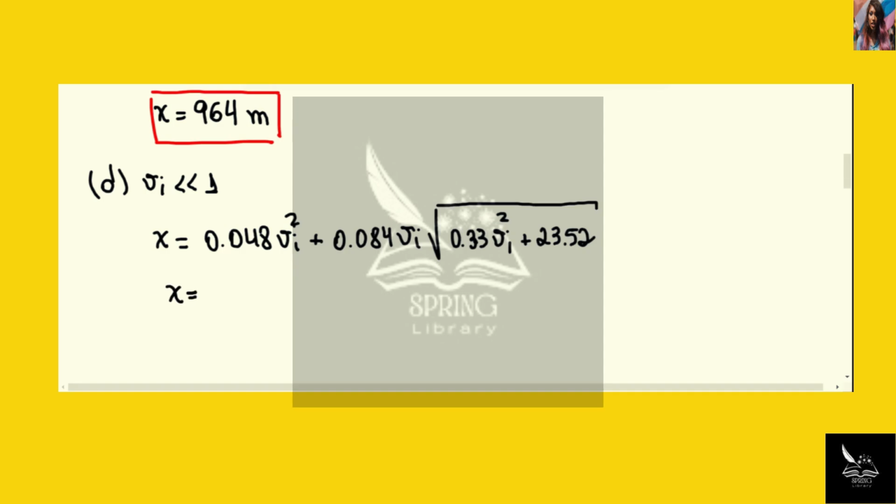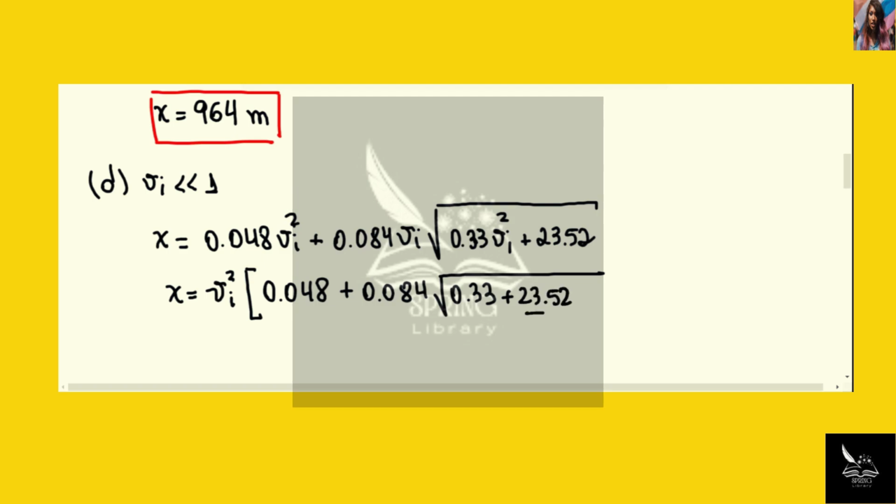I'm going to pull out the vi. So vi squared, I'm going to factor it out. And we have vi squared times 0.048 plus 0.084 times the square root of 0.33 plus 23.52 divided by vi squared. Okay, all I did was to factor vi out. The equation is the same.